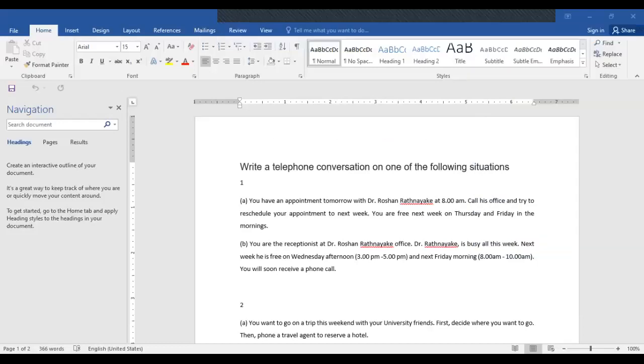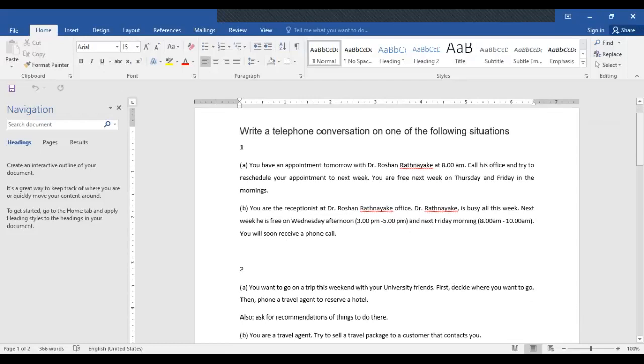Okay, write a telephone conversation on one of the following situations. Situation number one, you have an appointment tomorrow with Dr. Roshan Ratnayak at 8 a.m. Call his office and try to reschedule your appointment to next week. You are free next week on Thursday and Friday in the mornings. Okay, part B of the first conversation. You are the receptionist at Dr. Roshan Ratnayak's office.